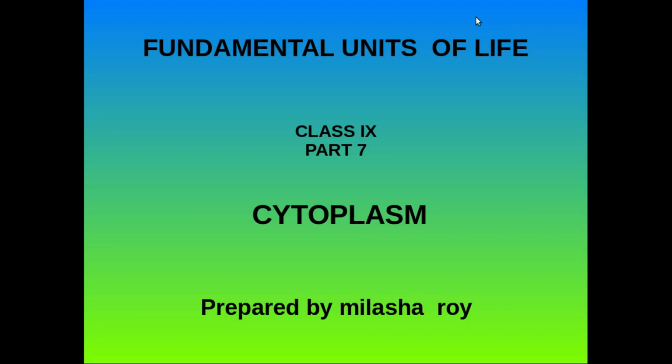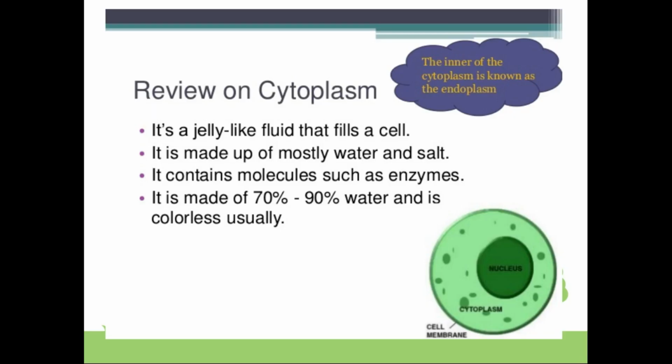Dear students, today we are going to discuss cytoplasm, one of the major parts of a cell. It is a jelly-like fluid that fills a cell. It is made up of mostly water and salt. Cytoplasm contains molecules such as enzymes. Cytoplasm is made of 70% to 90% water and is usually colorless.